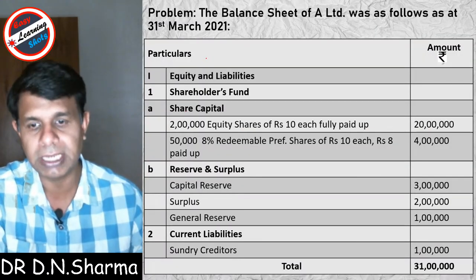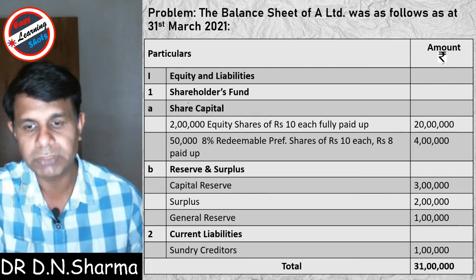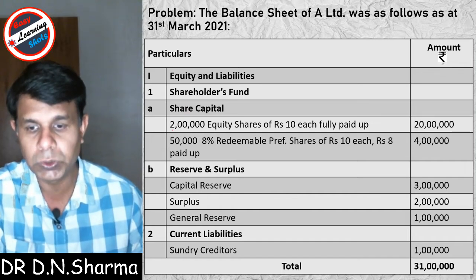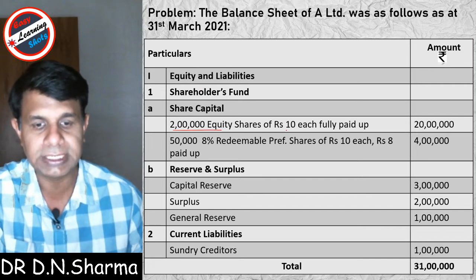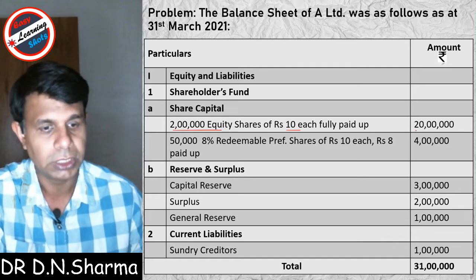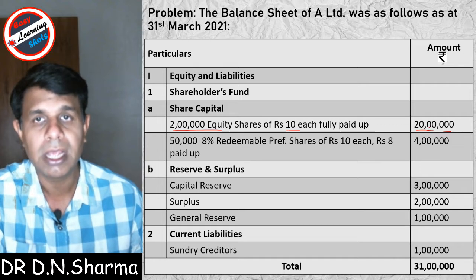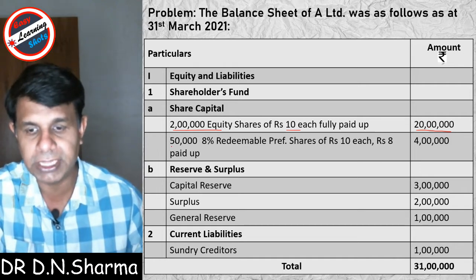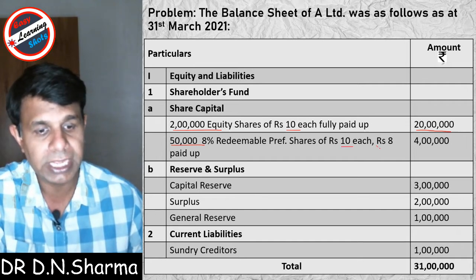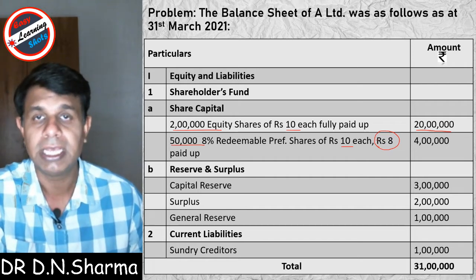This is the closing balance sheet, and in this balance sheet under the equity and liabilities column we have shareholders' funds, and under shareholders' funds we have share capital, in which 2 lakh equity shares of rupees 10 each are given. This is fully called up and paid up capital, so we have equity share capital of 20 lakh rupees. Now when we are talking about redeemable preference shares, we have 50,000 8% redeemable preference shares of rupees 10 each, but only 8 rupees is called up and paid up. It means the final call is due.